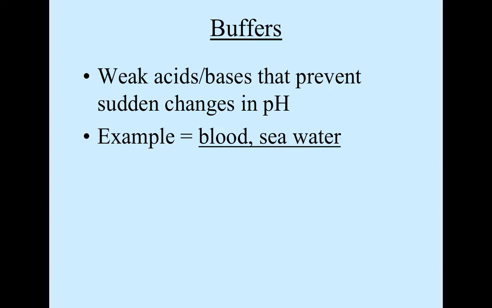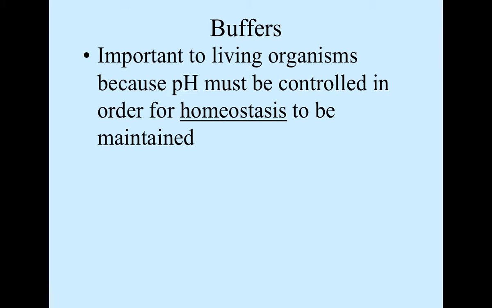And in our bodies, we have blood. Blood is actually a buffer, so it helps us to bring in acids and bases into our systems, but not change the pH of our bodies that much. Seawater is important for a lot of single-celled living organisms, and it does the exact same thing. So buffers are important for living organisms because we need homeostasis to be maintained. Without enzymes, we can't do that.